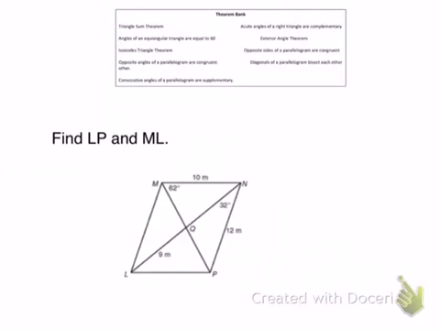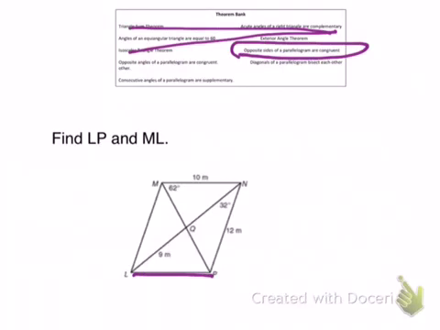Next, I notice it's a parallelogram, so I know I will not be using any of the triangle theorems. If I want to find LP, I want to use the fact that opposite sides of a parallelogram are congruent. So LP would have to be the same as the opposite side, which would be 10. And if I want to find ML, the opposite side is NP, so ML would equal 12.